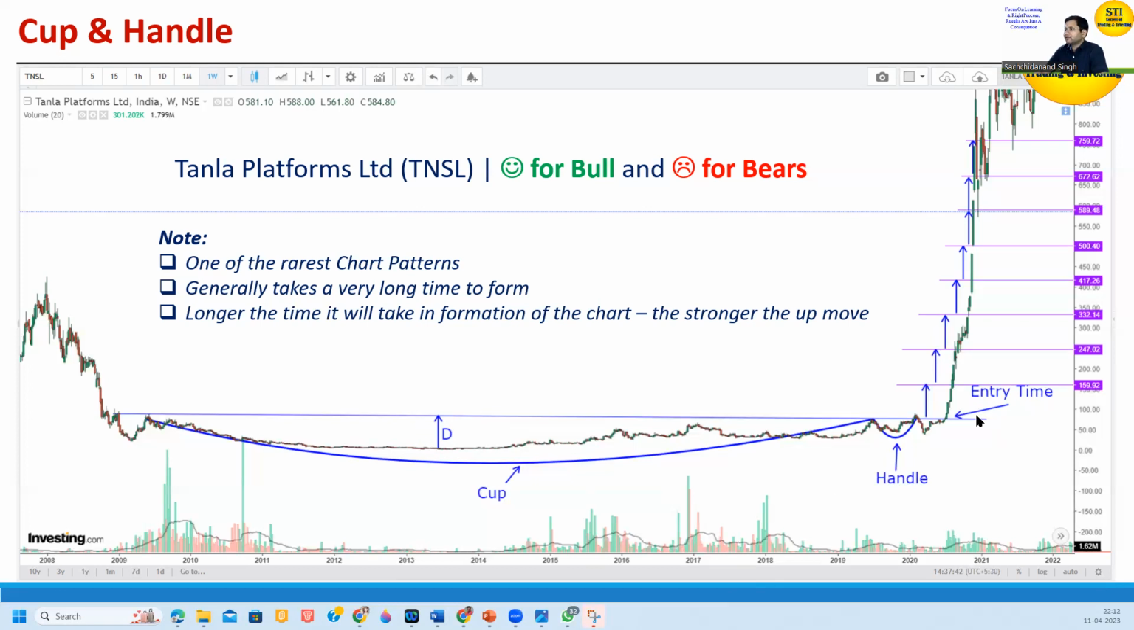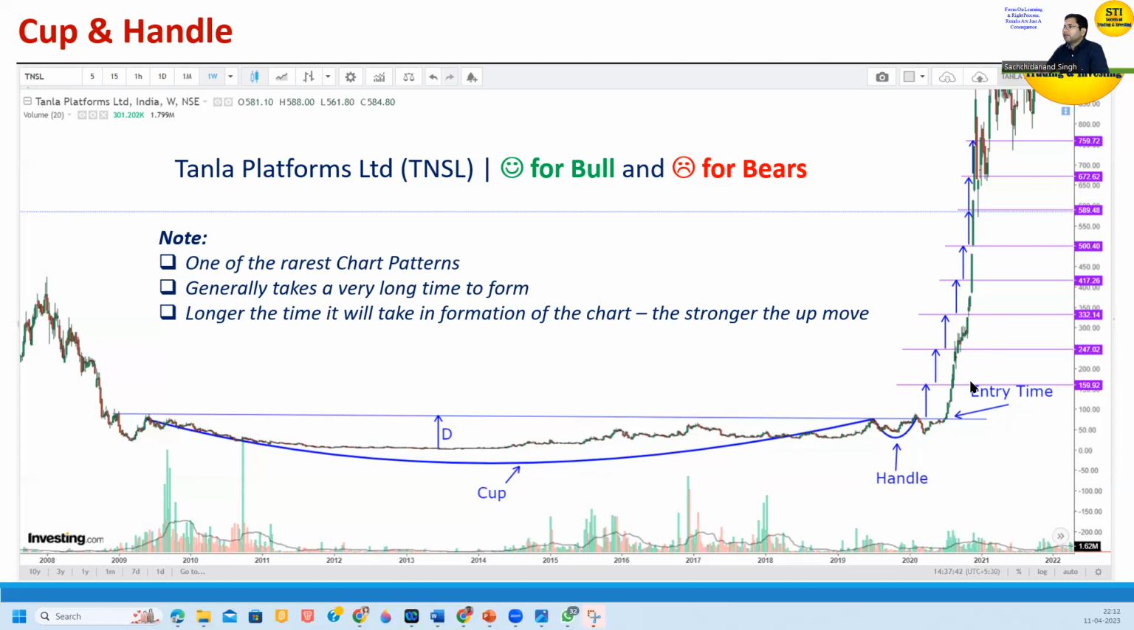Once you enter this trade, each equivalent distance will be your target. You can keep your first target here. If you find that the chart is going to reverse, you can exit. If it successfully breaks out, you can choose to stay in the trade and apply the same logic at each and every target price point.